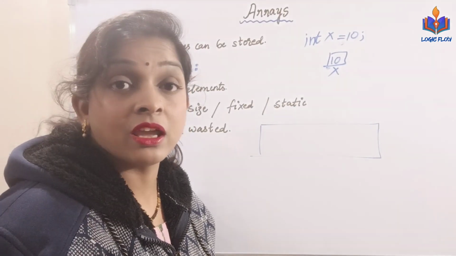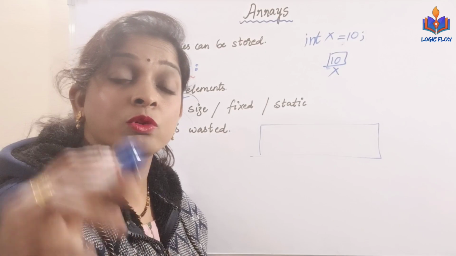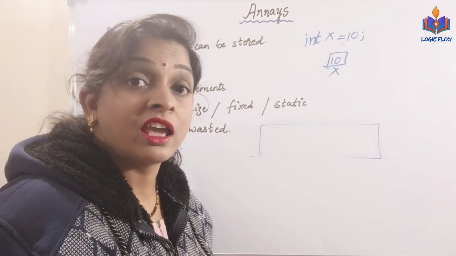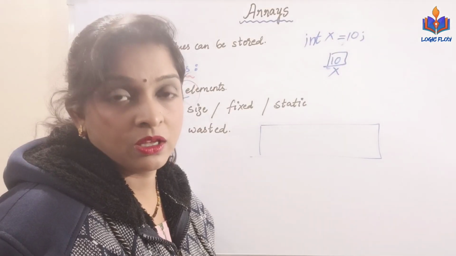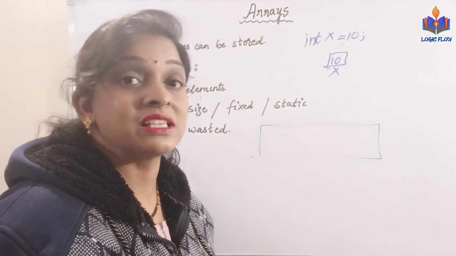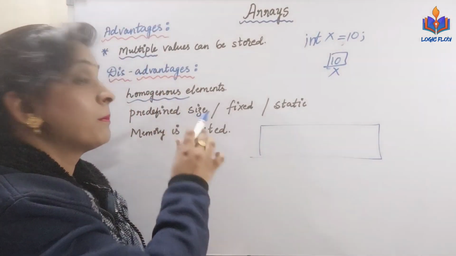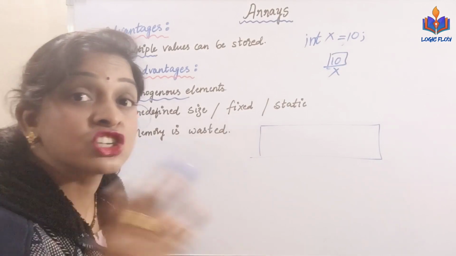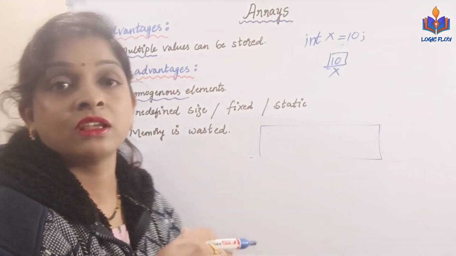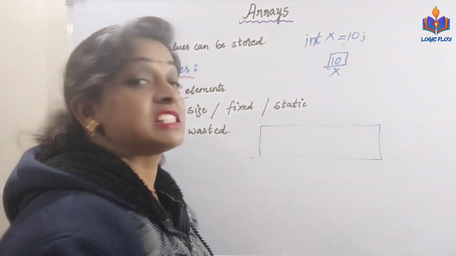But if I say 100 and later, at execution time, I decide I want to store 200, that is not possible. With 100, I can store less than that, but memory will be wasted. So that's why it is called predefined size, fixed size. Once the size is fixed, I cannot change it. I cannot shrink the memory. It cannot be reduced or increased. That is what it means: static, fixed.